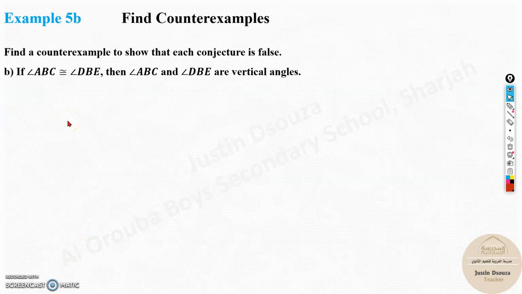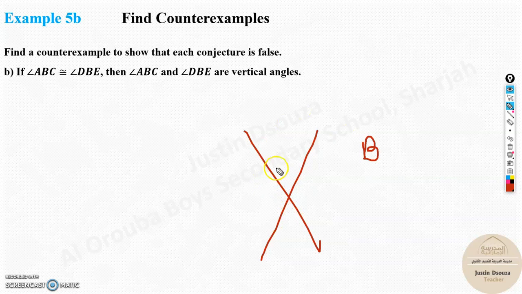Similarly, let's solve over here. Find a counterexample to show that each conjecture is false. Over here we have angle ABC is congruent to angle DBE. It's very hard without a diagram over here. Now we can see B is a common angle. Now they are saying vertical angles. So let's just draw vertical angles initially. So let me take B as the common angle and AB over there, and this is C, and D, B, and E.